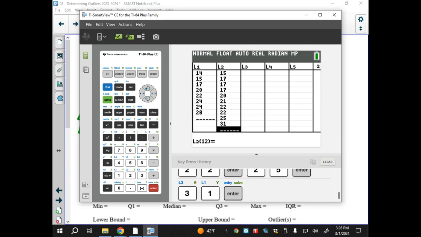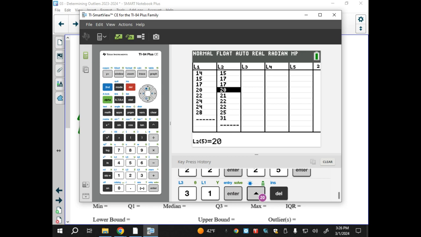Now I want to go back and double check, do I have the same number of data points? Uh-oh, no, that means I made a mistake somewhere. So in checking through my data, I can see that I put in one too many 17s. So I'll go there and I'll delete one out. I still don't have the right set of data. I've got one extra point there, so I've got to find it.